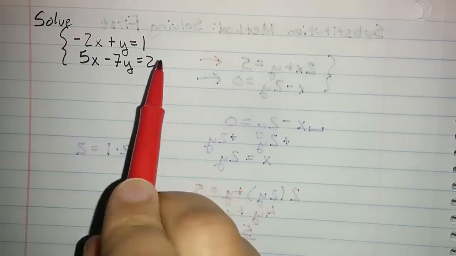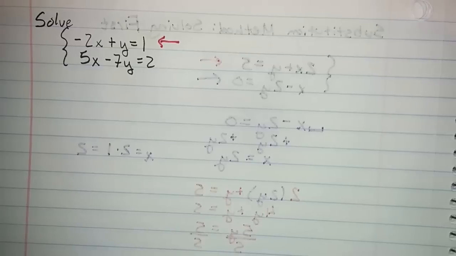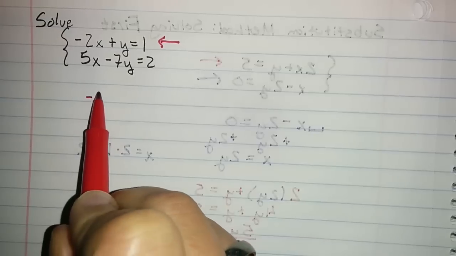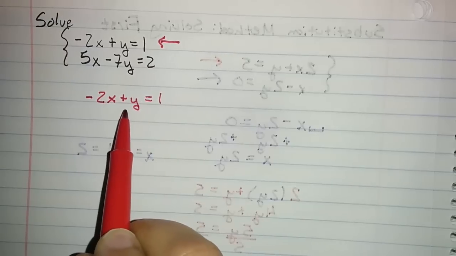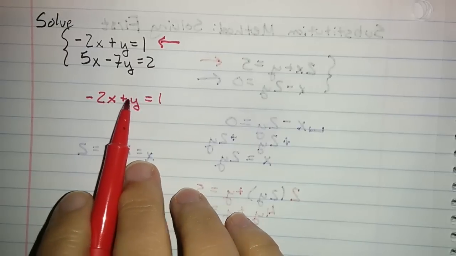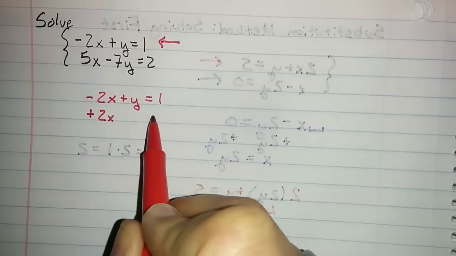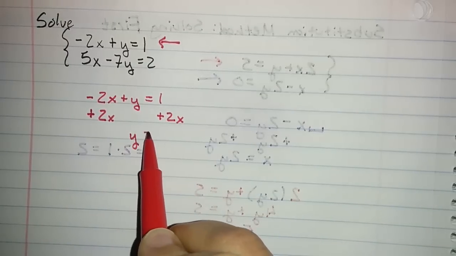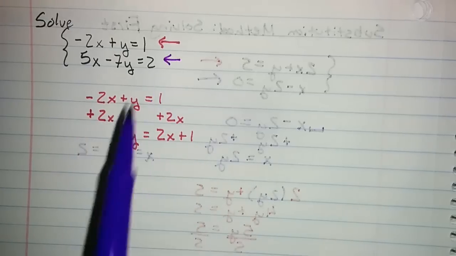All right, this is what we see. We don't have a lot of choice here. Only this equation is really well set up to use substitution. Why? Because we see that y doesn't have a coefficient. So if we can get rid of this minus 2x, which we can do by adding 2x to both sides, we're left with y equals 2x plus 1, which we can now use to substitute into the second equation.